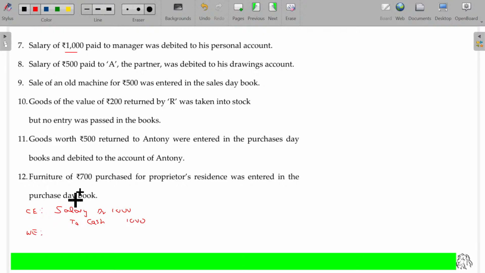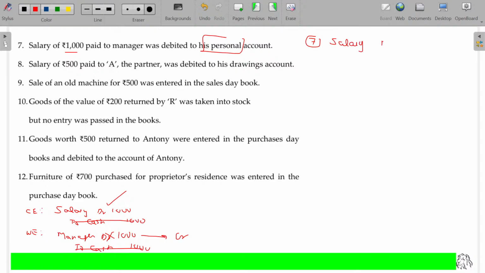What is the wrong entry? To his personal account, manager account name. Manager account debit to cash, 1000. Error of posting. Cash has no error. To rectify, this may be passed and this may be reversed. So the rectification entry for the seventh one: salary account debit to manager. The value being 1000.